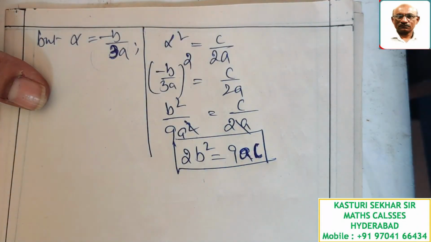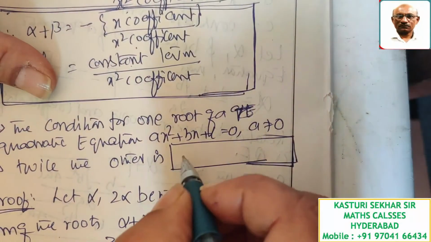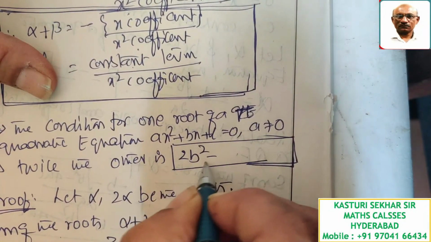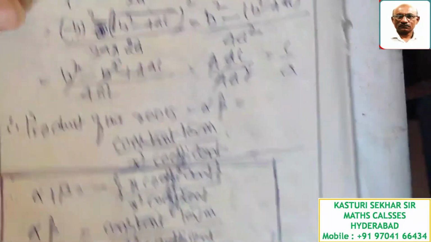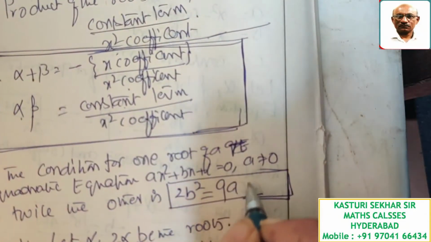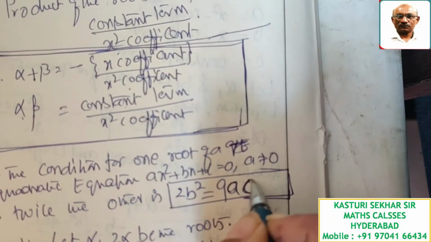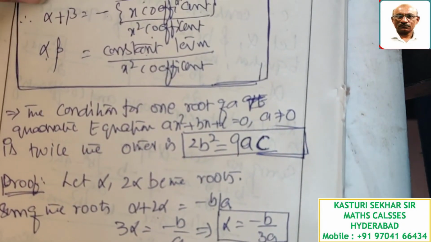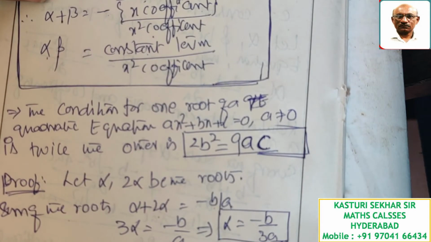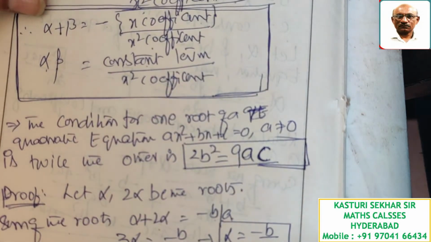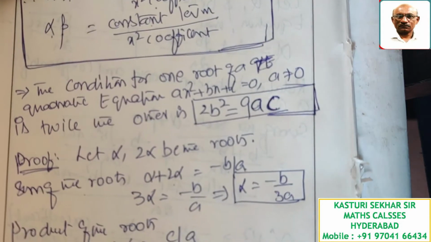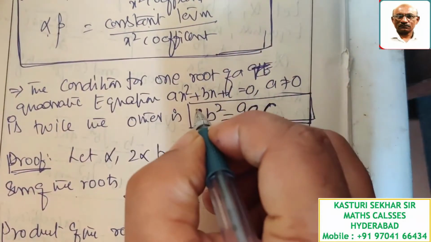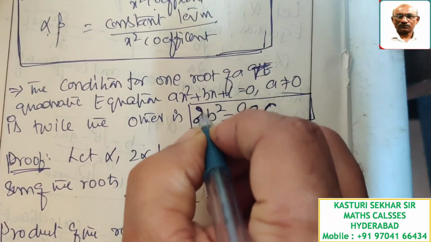This is the condition we have. Just you have to remember this condition. So where I am writing this up? In this box I am filling now. The condition for one root of a quadratic equation is twice the other is 2b square is equal to 9ac. Only this one you have to remember.